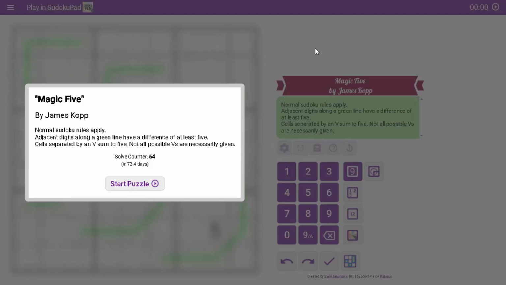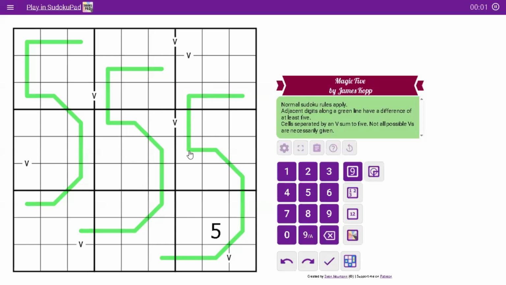Okay, so today I'm going to be attempting this puzzle by James Kopp called the Magic 5. The rules are as follows. Normal Sudoku rules apply. Adjacent digits along a green line have a difference of at least 5.